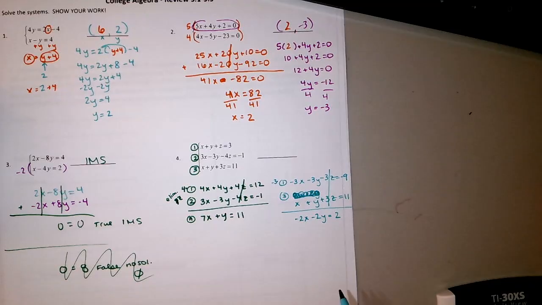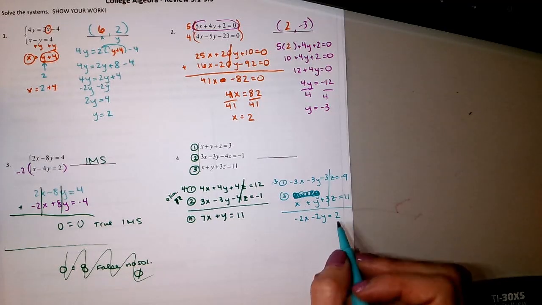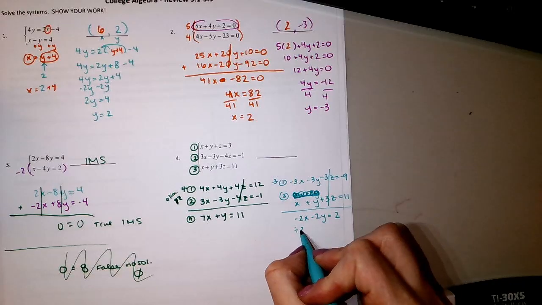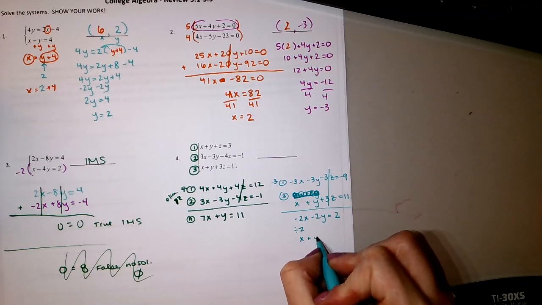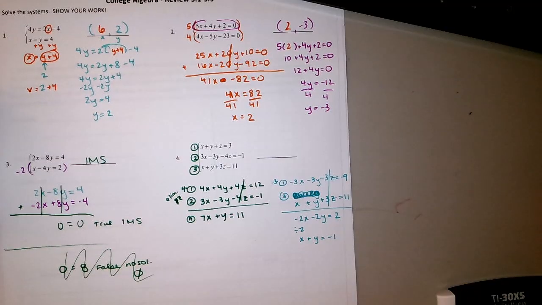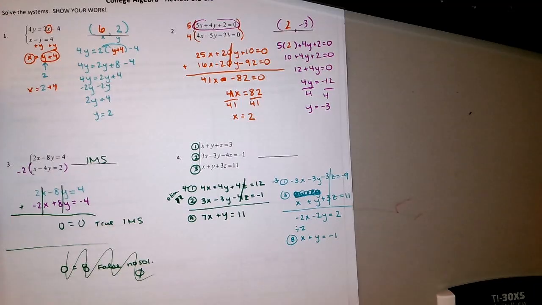I had some people notice that you can divide all of this by 2 or even negative 2, and you can do that. Divide by negative 2, and I end up getting x plus y equals negative 1, and that is totally fine. So that is what I'm going to use as my equation B.